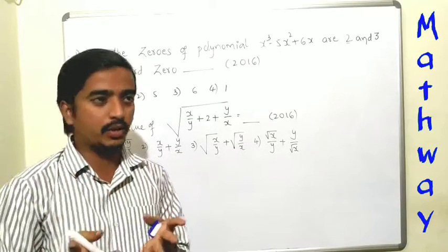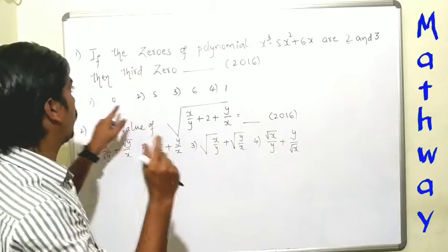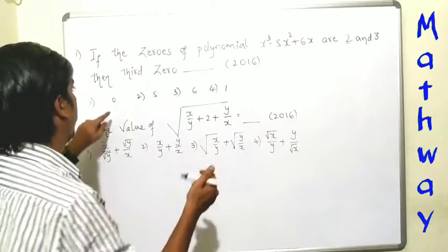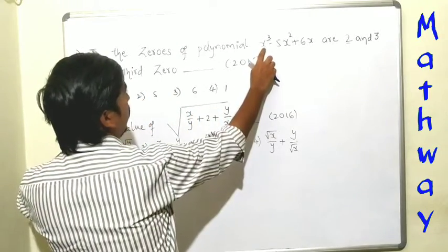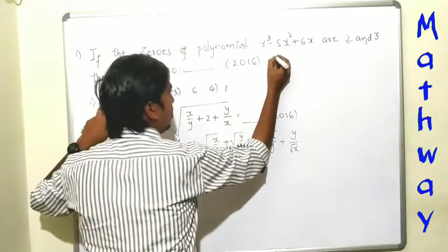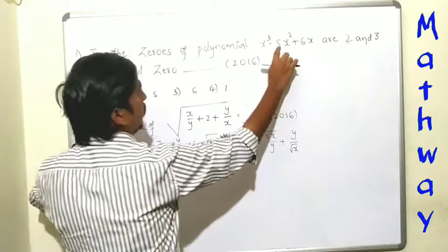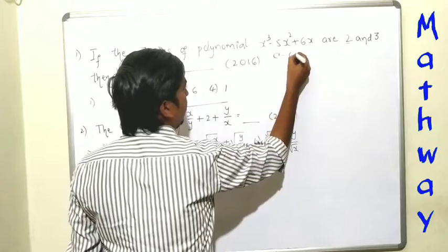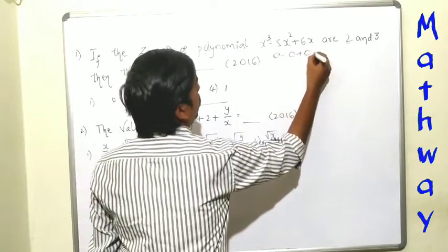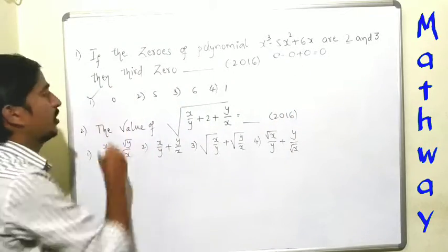How to find the third zero? Simply we will substitute the given options into the polynomial. The value at which we get zero for the polynomial is the zero of the polynomial. Now put 0 in place of x. So x cube means 0 cube, it is 0. Minus 5x square means 5 into 0 square, that is 0 only. Plus 6 into 0, which is 0. So in total everything is 0. So 0 is the correct option. Option 1 is correct.